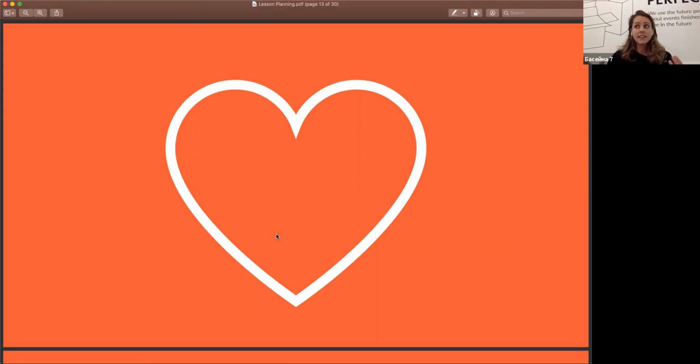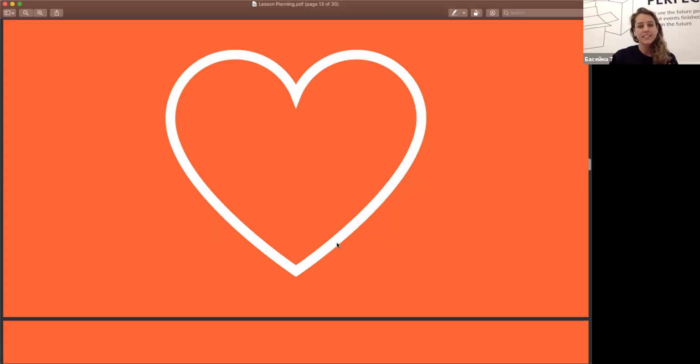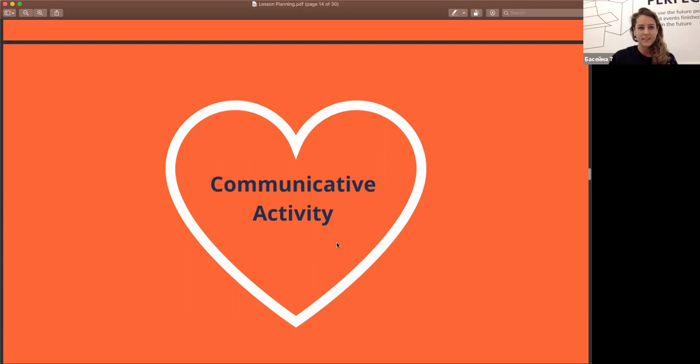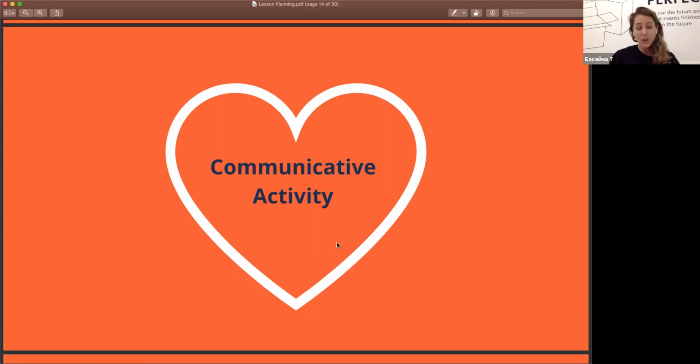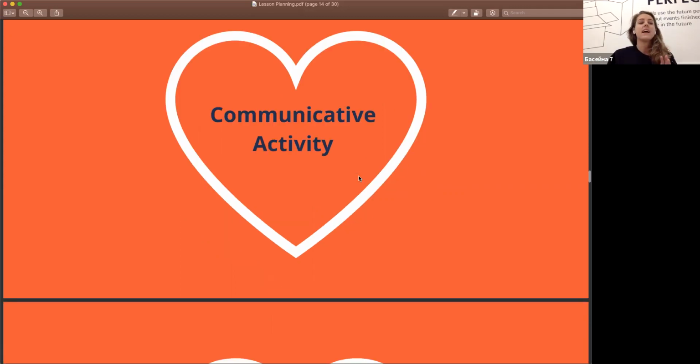Your heart, that is the focus of the class. That is the most important thing that you will have during the class. And in our case, the heart of the class is the communicative activity, because I hope that all of us teach using the communicative approach, and therefore at the end of the lesson, we want to achieve some communicative objective, communicative outcome.